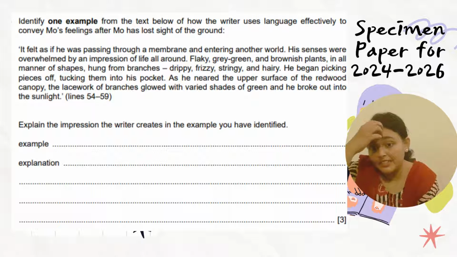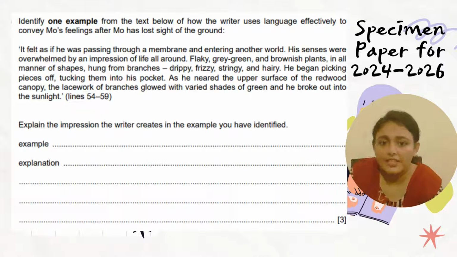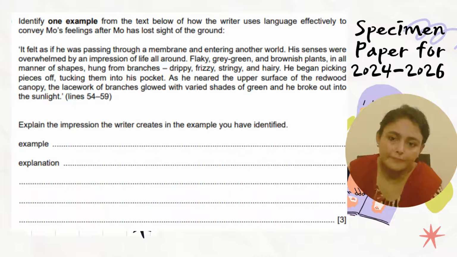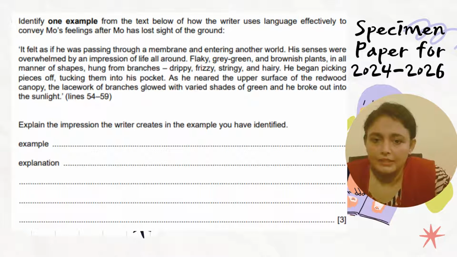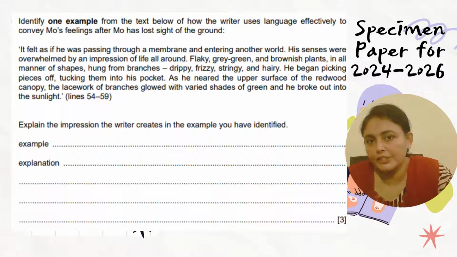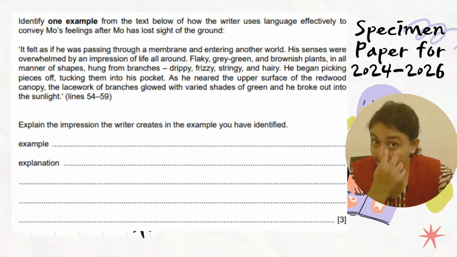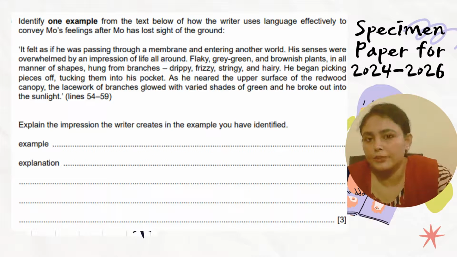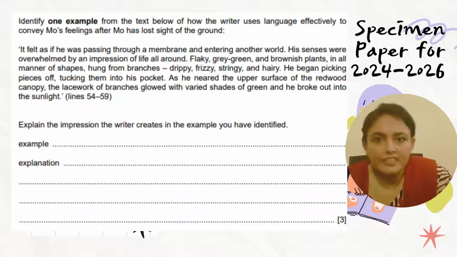Now, the question is saying, explain the impression the writer creates in the example you have identified. Now, my dear, for the things which you will be annotating over here, make very generous use of your pencil or pen to annotate, underline, and highlight the important things, because when you are in the exam, there is pressure of time also. This is a race against time. So do not be hesitant about using the paper on your text. One example is already in bold, but you can underline it.